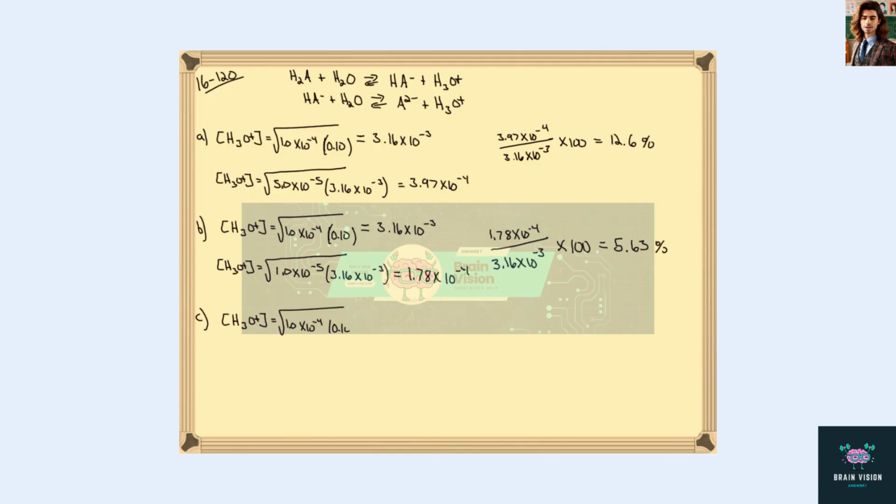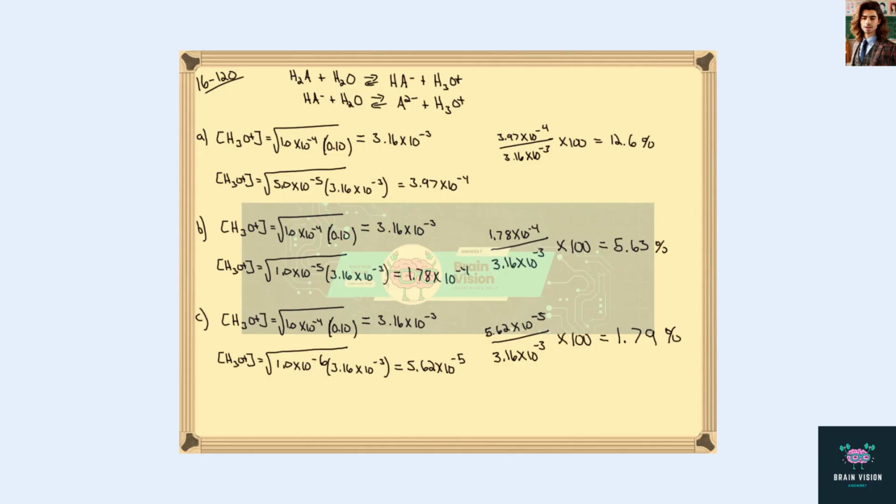But for the last one, again, Ka1 is 1.0 times 10 to the negative 4. We get this same amount from the first contribution. This then ends up being the concentration of HA minus in the second contribution, where the Ka2 value is 1.0 times 10 to the negative 6. And we get this as our second contribution to the hydronium concentration. We divide that by the first contribution, multiplied by 100, and in this case we do get something less than 5%, 1.79%. So it is only with the last scenario we can neglect the second step.